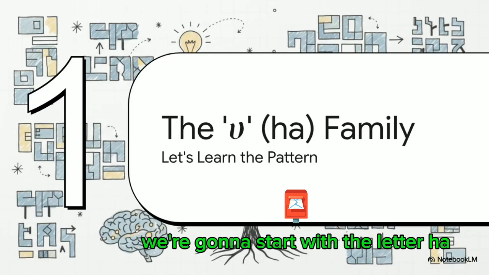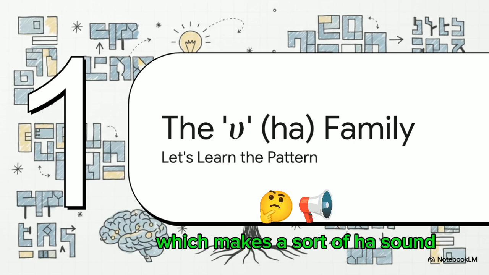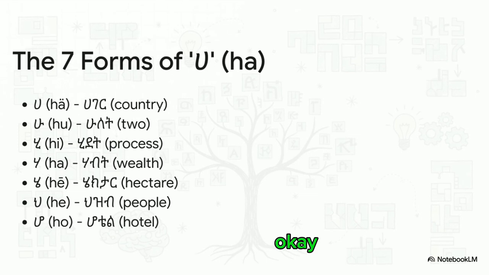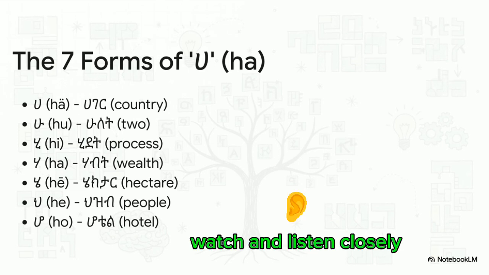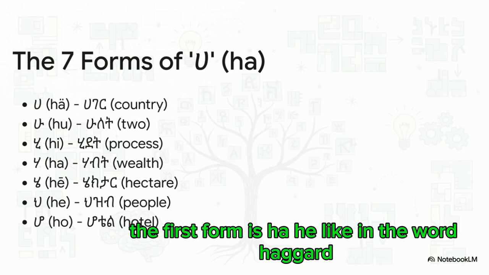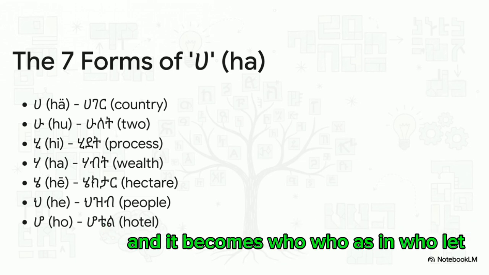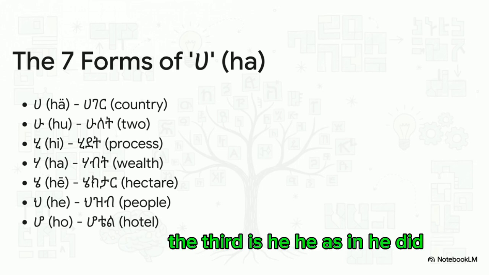All right, let's dive in and see this in action. We're going to start with the letter ha, which makes a sort of ha sound, and we'll watch how this family of 7 actually works. Okay, watch and listen closely. The first form is ha, as in hager. The second adds a little loop on the bottom right and it becomes hu, as in hulet. The third is hi, as in hidet.